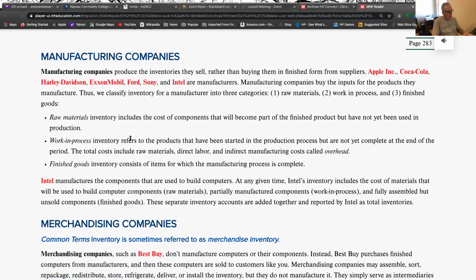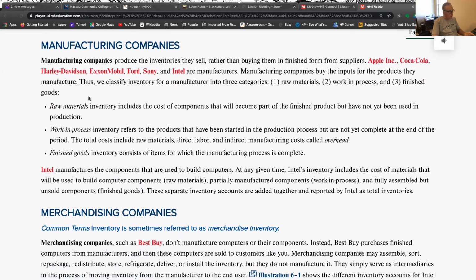Manufacturing companies, I'm just going to mention briefly. What's the difference between a manufacturing company and a merchandising company? A merchandising company is where we're going to focus, right? Best Buy is a merchandising company. They don't make the stuff that they have in their store. They buy it from the company that made it. So they'll sell Apple phones, they'll sell Samsung, they'll sell Sony TVs, right? All the stuff they have there, they didn't make, they bought it from somebody else.